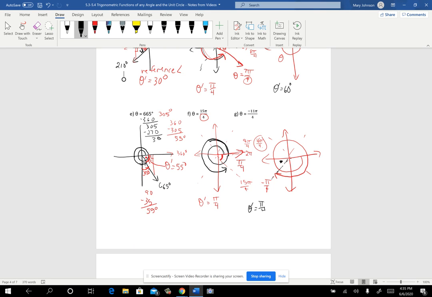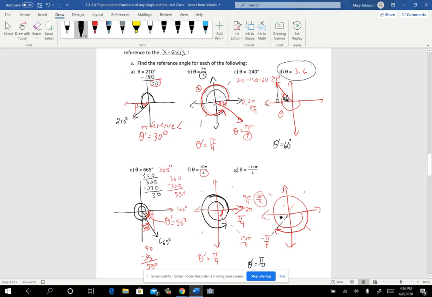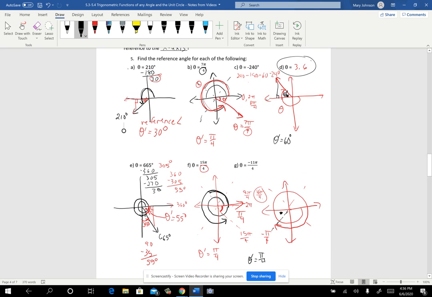All right, now there was one up here that's a little tricky to think about because it doesn't have degrees on it and it doesn't have a pi in it. It's that 3.6. So let me move this out of the way. Just put it up a little higher. So this one had a theta prime equal to 60 degrees. Let me shorten this just a little bit. Okay, let me draw this little short one. And then let's do D right here. So D had theta equaling 3.6.